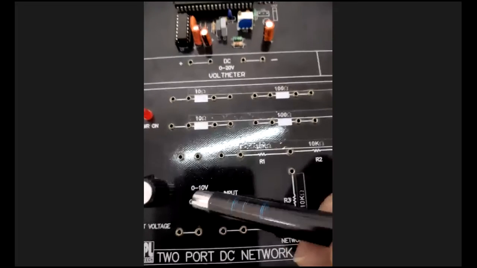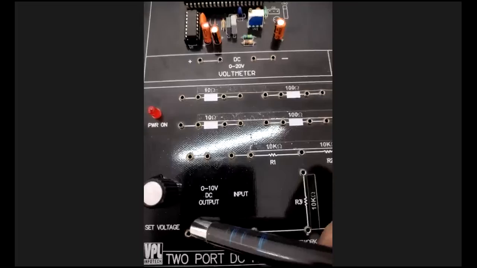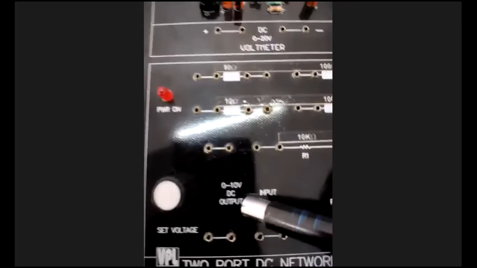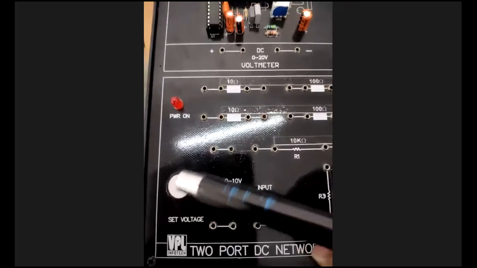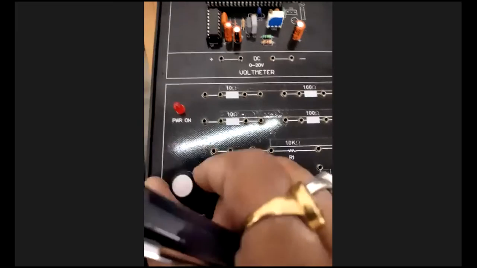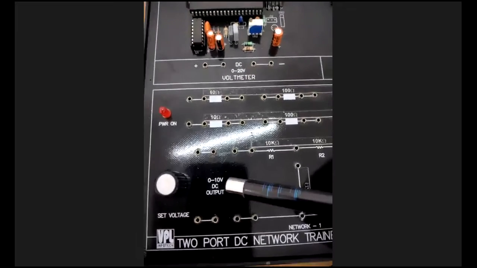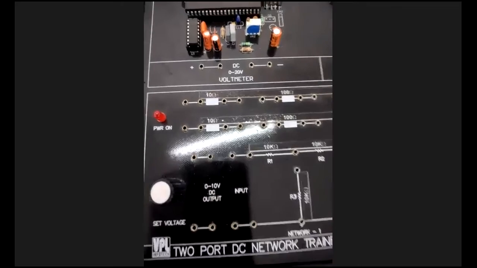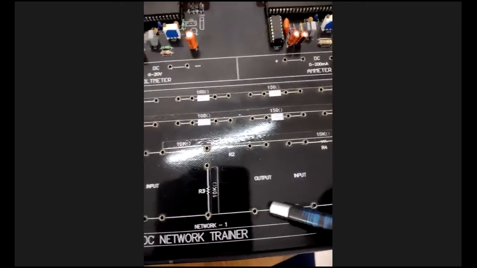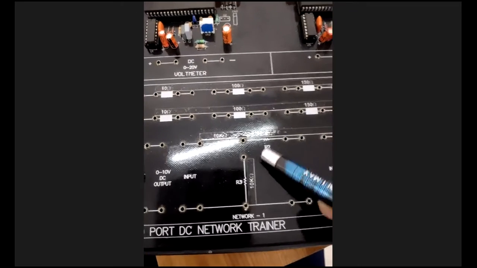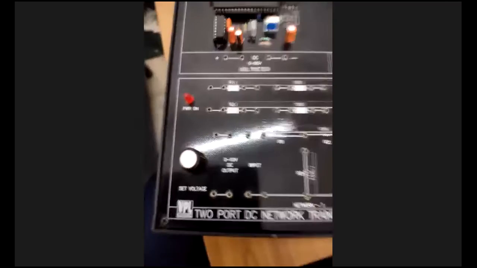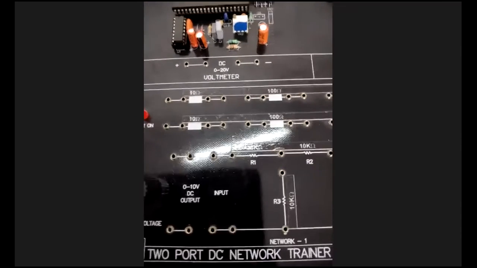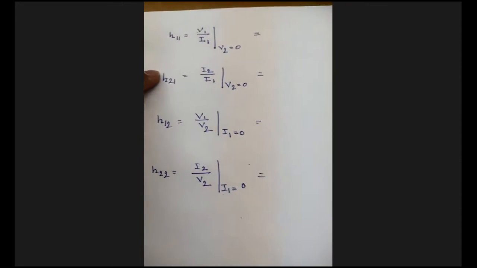This is the input terminal where you have to apply the DC voltage, and this is the knob regulator. Using this regulator, I can easily vary the voltage. The output terminal is there. So first we connect this circuit and find out the values of H11 and H21 when V2 equals 0. For this we make this circuit.